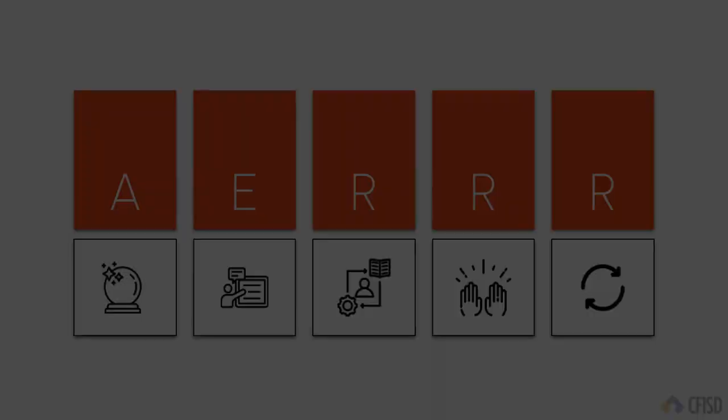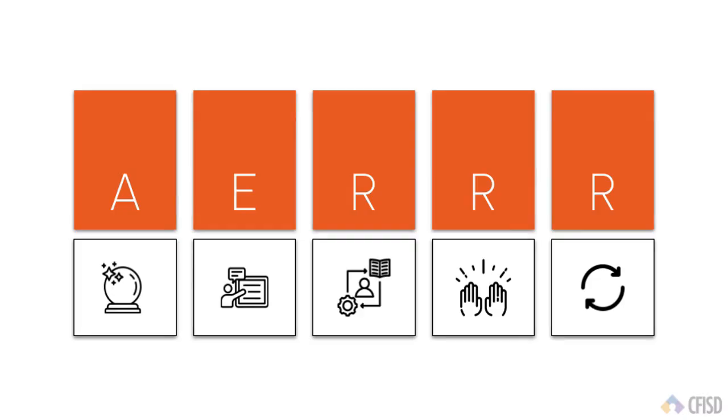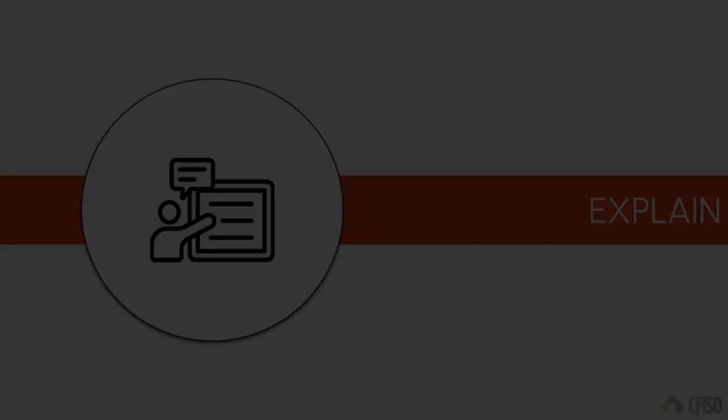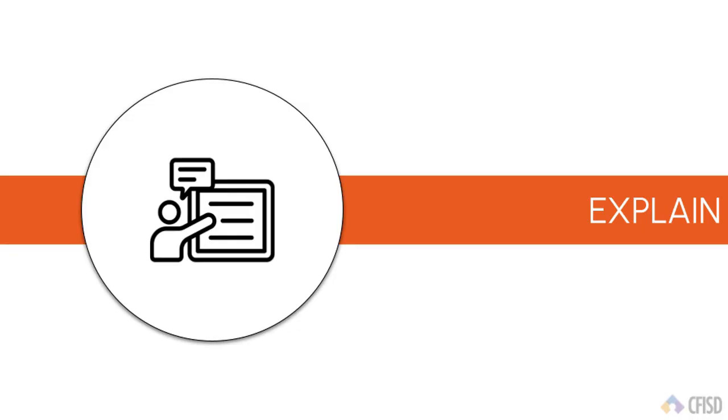The letters AERRR represent the components of effective teaching, especially when it comes to behavior expectations in the classroom. Once we can anticipate from a place of brain-based understanding, it's time to set sail. The next component in our framework is explain. This is when we directly teach or instruct our behavioral expectations.